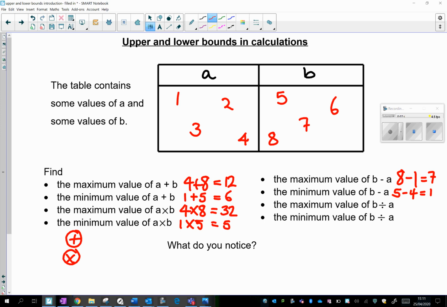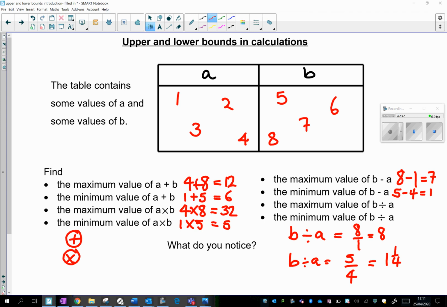Now, when I'm dividing, this is a bit more difficult because we're thinking of fractions here, but you will see that for dividing, it's the same as for subtracting. If we want the biggest possible answer for B divided by A, I'm going to do 8 divided by 1, or 8 over 1, which gives me 8. Whereas if I want the smallest value, or the lower bound of B divided by A, I'm going to do the smallest B divided by the biggest A, so 5 divided by 4, which gives me 1 1/4, and I'm not going to be able to get anything smaller than that.